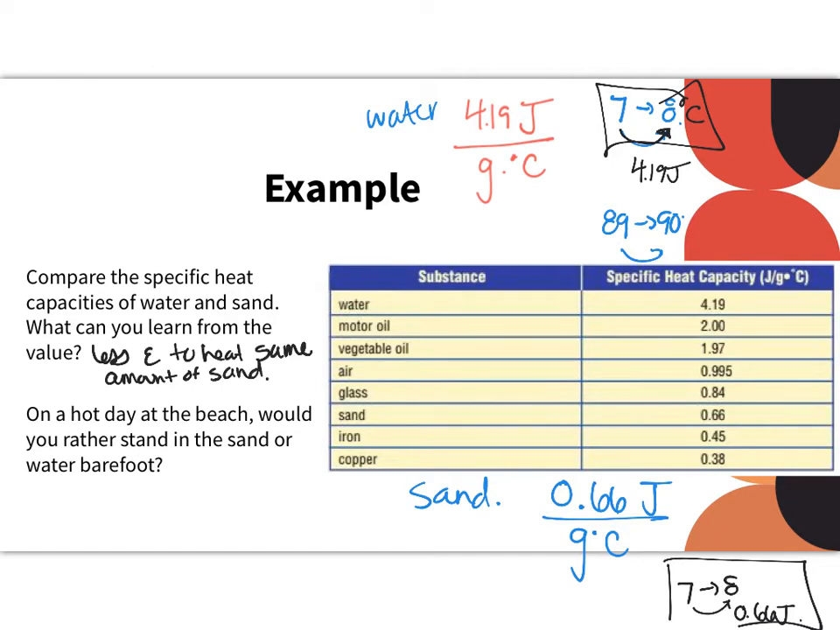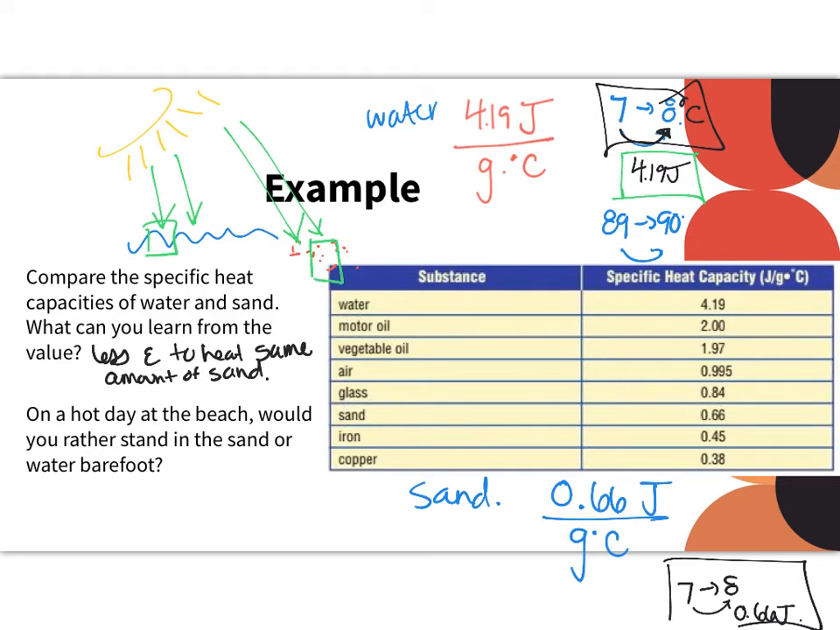So on a hot day at the beach, would you rather stand in the sand or the water barefoot? On the hot day, the sun is beating down on the water and the sand. The sun is giving off the same amount of energy to the water and to the sand. It takes 4.19 joules to heat 1 gram of water, and it only takes 0.66 joules to heat 1 gram of sand. So the sand is able to heat up more than the water.